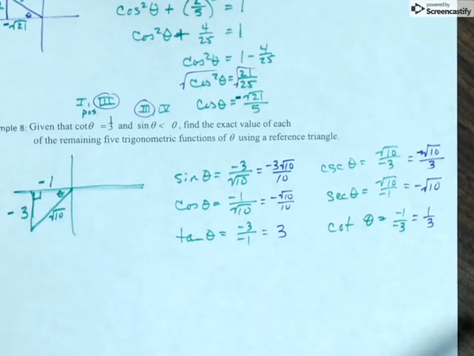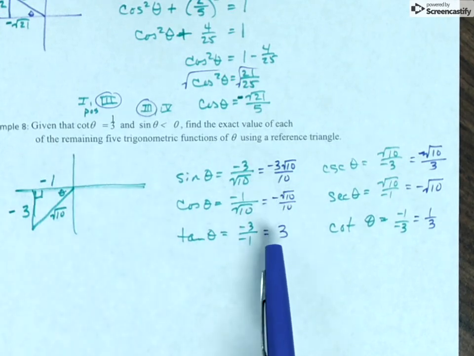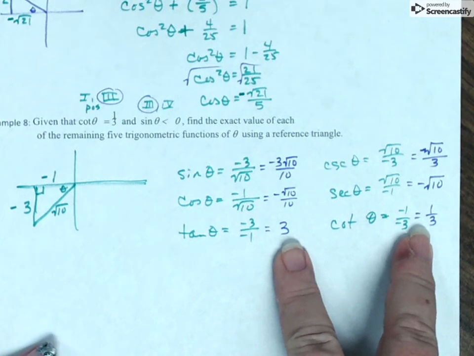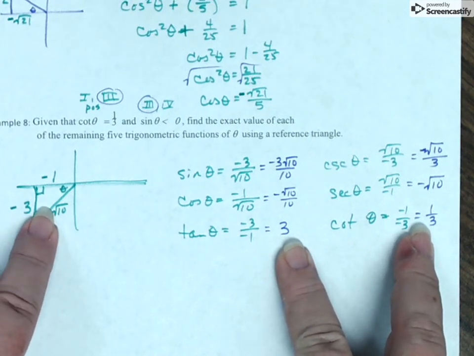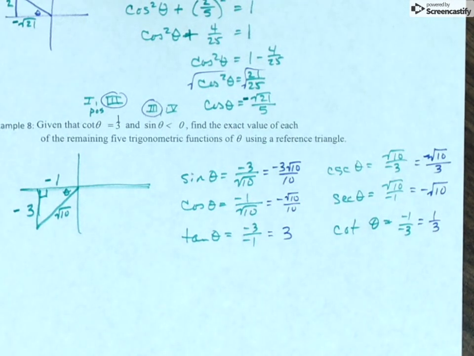We knew our values had to be left and down. That gave us all of our negative values. Which ones came out positive? Tangent and cotangent in quadrant 3. Everything else is negative. Good luck.